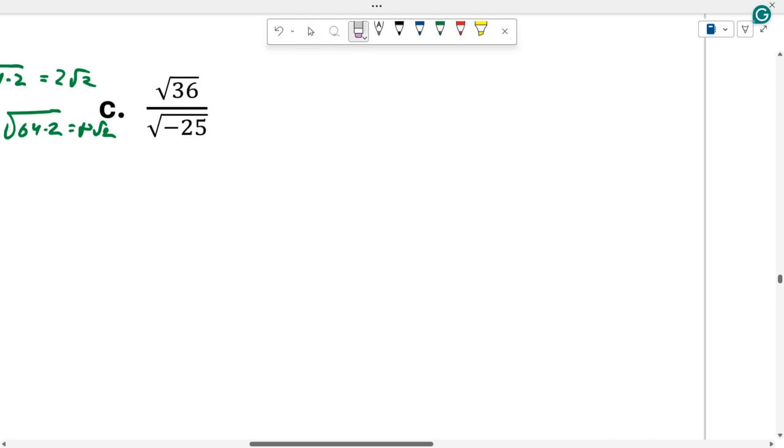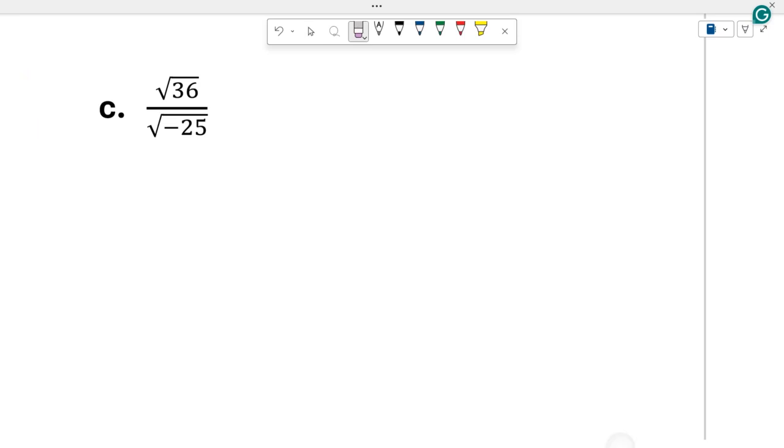Okay, C. Get rid of this extra stuff here. So for C, we've got a couple things going on. First of all, these square roots can all be simplified. I don't want a square root in the denominator, and one of them has a negative underneath it.